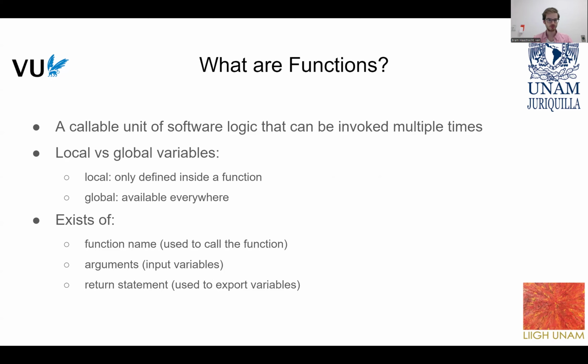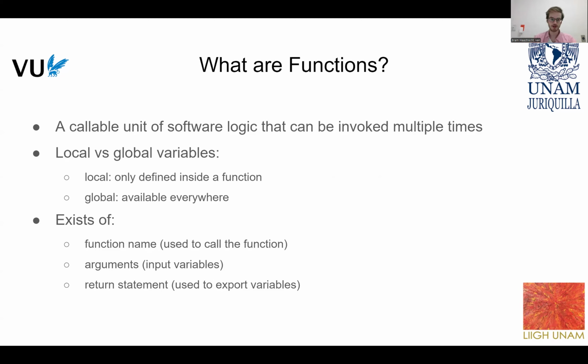One thing that is important to understand is that there is a difference between local and global variables. Local variables are only defined inside a function, and global variables are available everywhere. So if you have a local variable that is only defined in your function, then if you use this variable outside of your function, it's going to result in an error because it is not going to have something assigned. It doesn't know that variable outside of the function definition. Global variables, you can use them everywhere in your code, inside of different functions and in the body, the main part of your code.